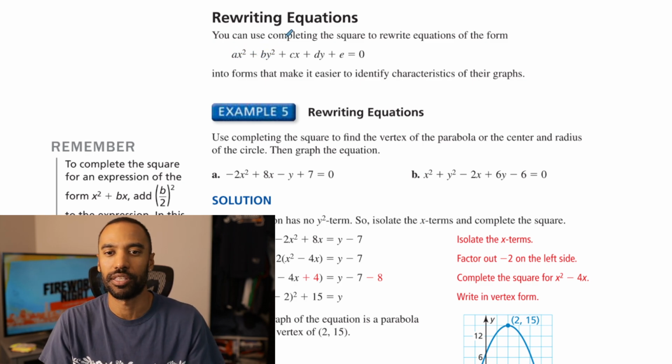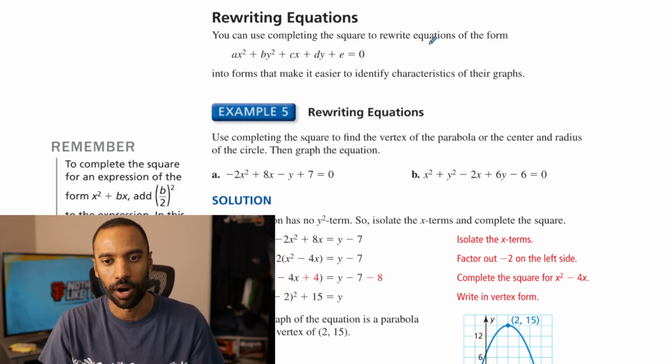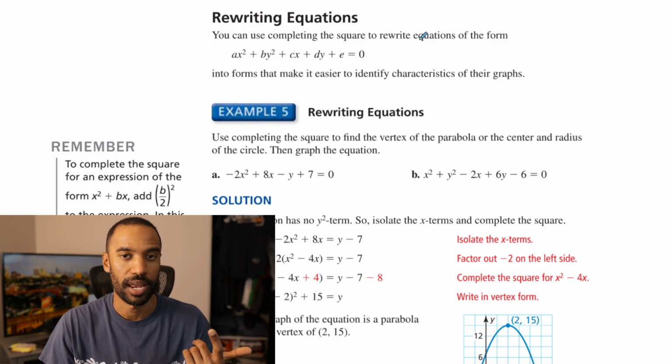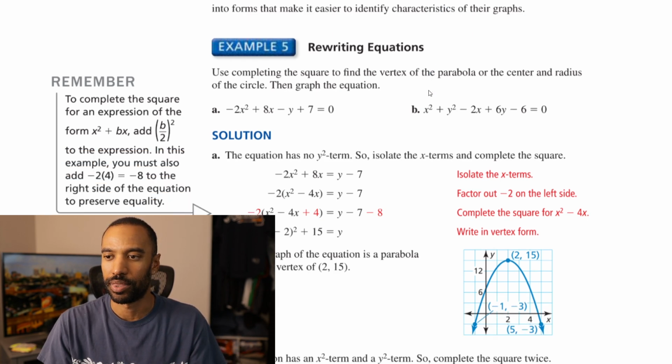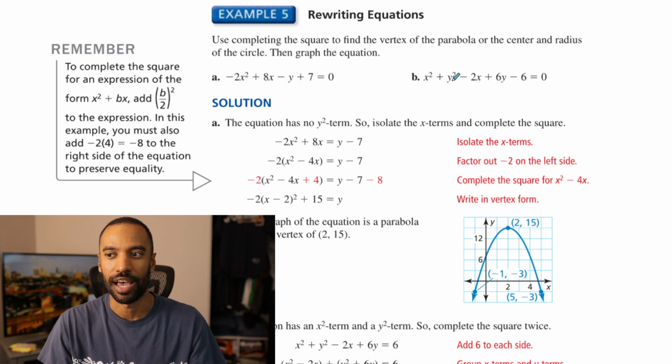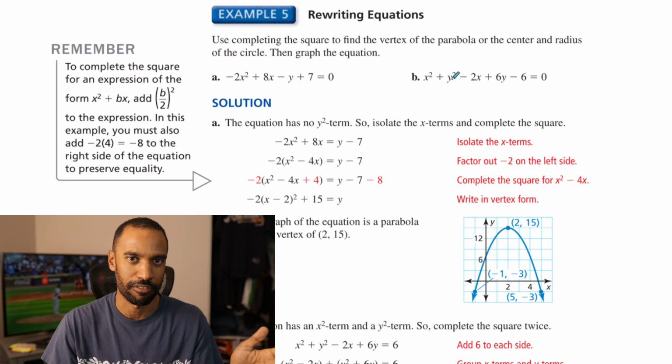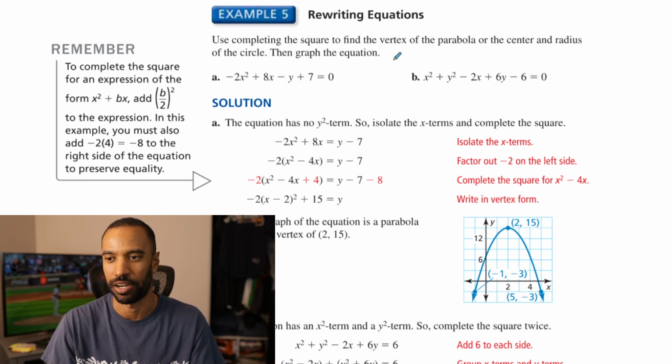But you can use completing the square to get it in a certain form, whether you want to get standard form of a circle or maybe vertex form of a quadratic. So let's see what they're doing with these. I didn't know that this was going to be a part of it. I thought by rewriting forms, they meant turn vertex form into standard, turn standard into factored, things like that. Maybe they won't do that here.